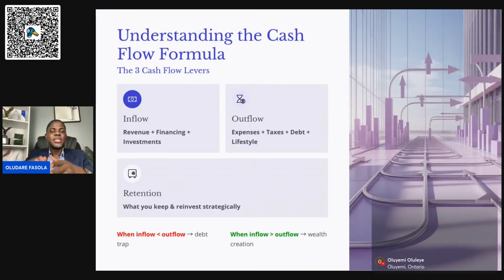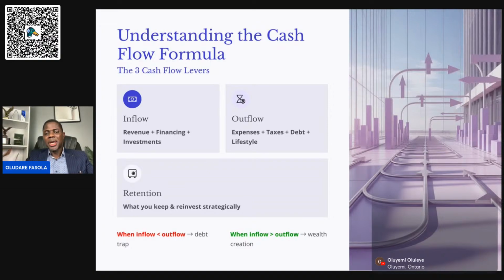So this is the cash flow formula that I want everybody to take note of, and it's applicable even if you don't have a clinic. Let's look at the three cash flow levers. Inflow is revenue plus financing plus investment. Inflow means whatever is coming into the company. You make money, your revenue, plus whatever other investment, maybe real estate, maybe stocks, bonds, could be anything. Those are the money coming into your business.